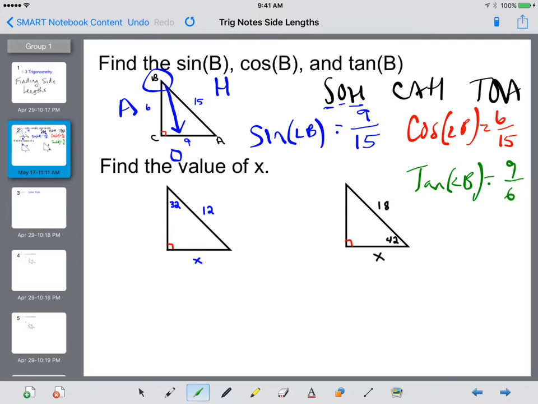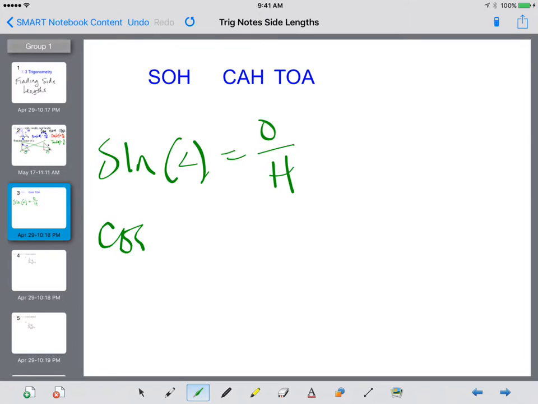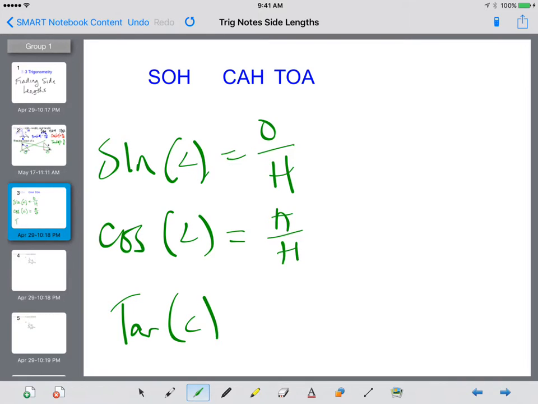So again, that's a short little review. Try these problems on your own. If you're not ready, you can find the value of x, which is what we're going to be finding today. We're going to be finding these side lengths. So remember our SOHCAHTOA. Sine of the angle equals opposite over hypotenuse. Cosine of our angle equals adjacent over hypotenuse. And our tangent of our angle equals opposite over adjacent.